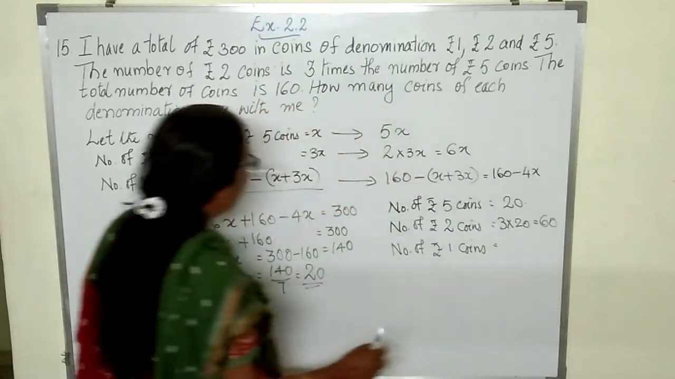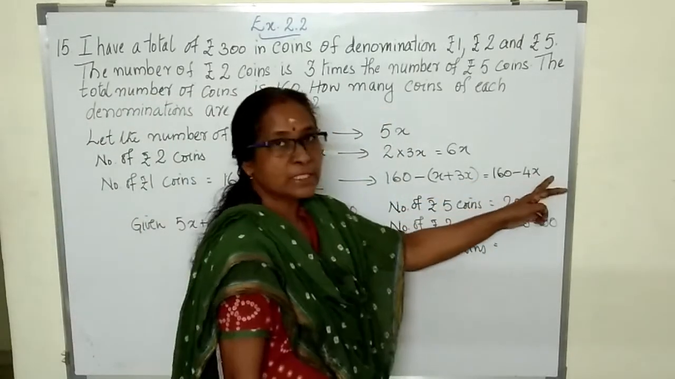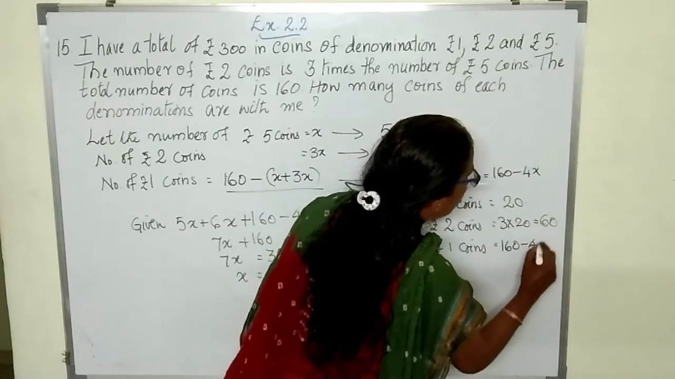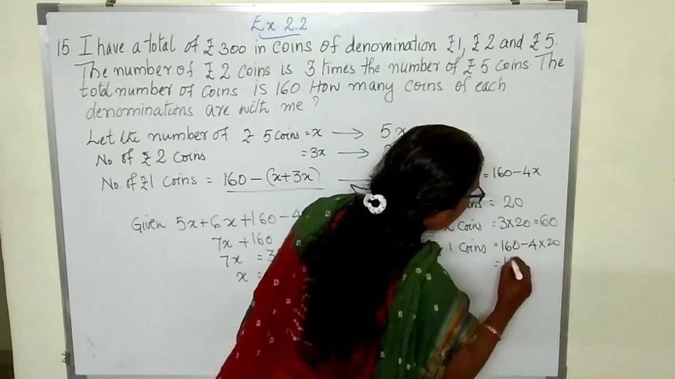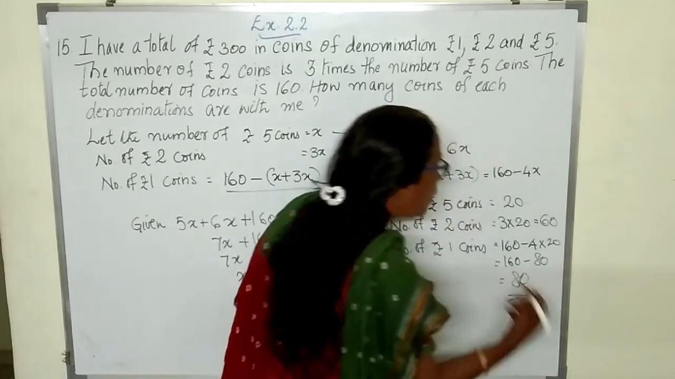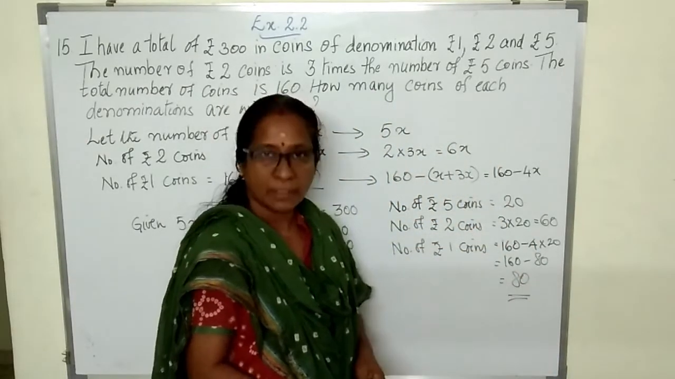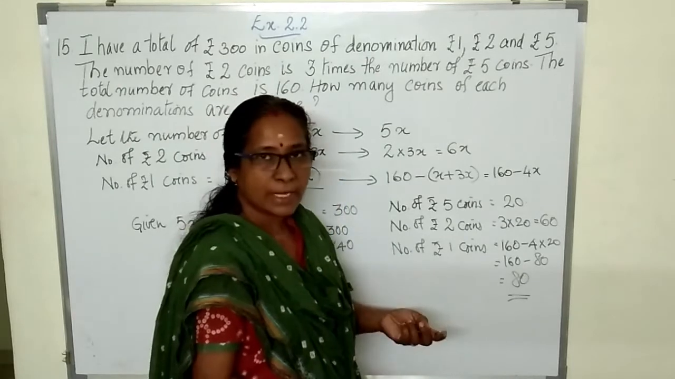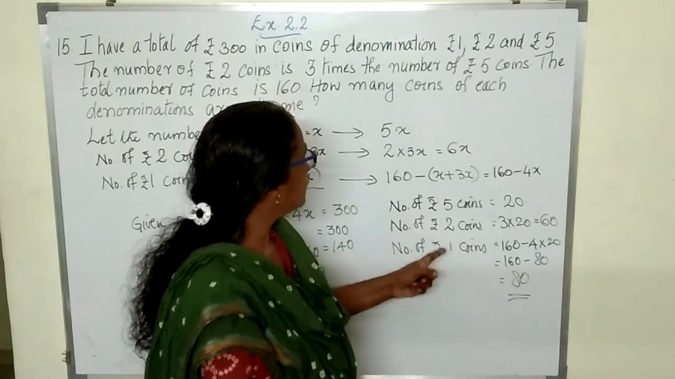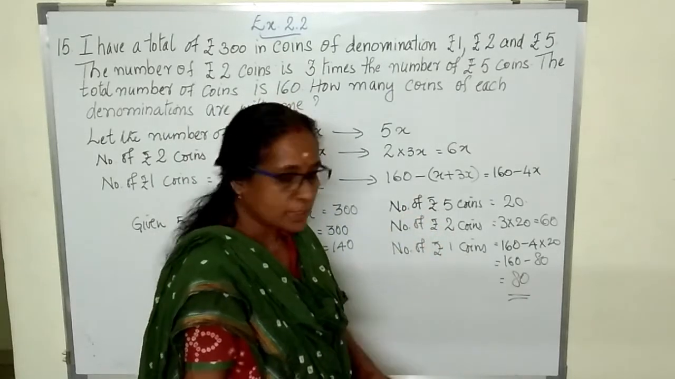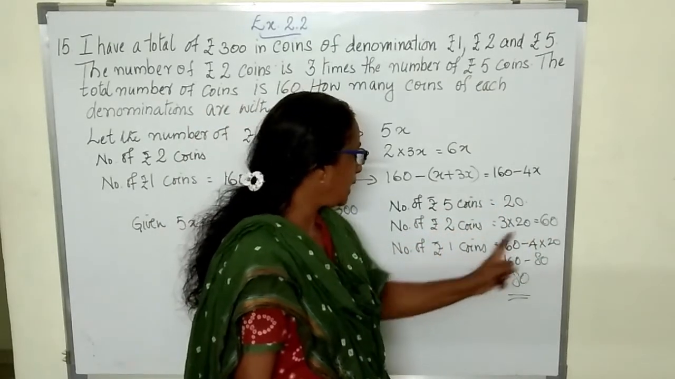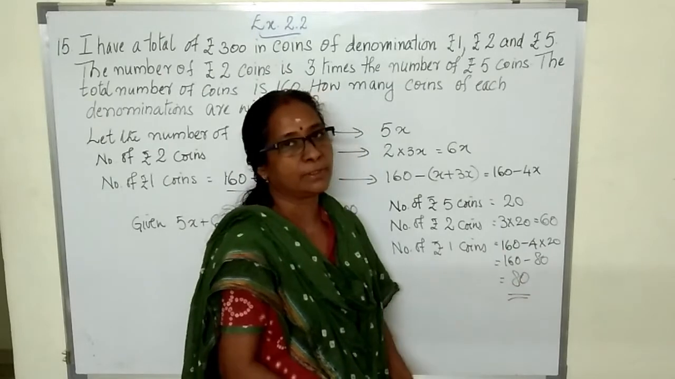You can find out in 2 different ways. One is 160 minus 4x. That is 160 minus 4 into 20. That is 160 minus 80, which is equal to 80. Or else if you think 60 plus 20, 80. Total number of coins 160. So 160 minus 80, again 80. So how many coins were there in total? Total there were 160 coins. 5 rupee coins were 20, 2 rupee coins were 60 and 1 rupee coins were 80.